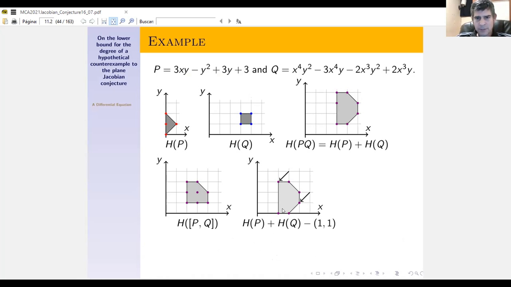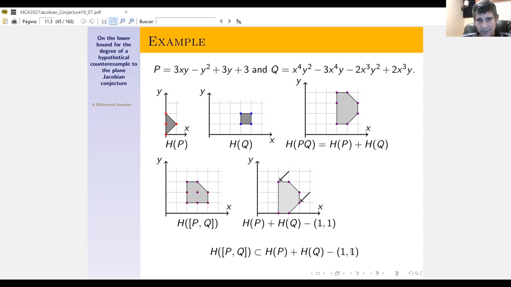This comes because for the Jacobian, if you take the partial derivative with respect to x, you go to the left, and with respect to y, you go down. So this is the figure, and you always have that the support of the Jacobian is contained in the sum of the supports minus (1, 1). So this is one of the central ideas of the approach.